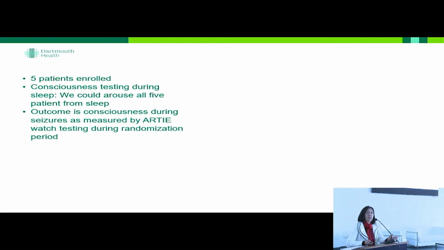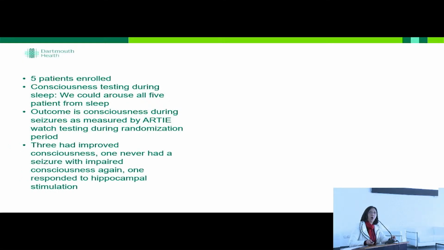Our outcome is consciousness, measured by what we call the RD watch. We had seizures where we applied CL stimulation, and seizures where we did not apply CL stimulation, and we had scores of consciousness through the Apple Watch. Of the 5, 3 had improved consciousness during the seizures. For 2, we could not really say, because 1 never had a seizure with loss of consciousness again after we put in the hippocampal electrodes, and the other also probably never really lost consciousness during her seizures.